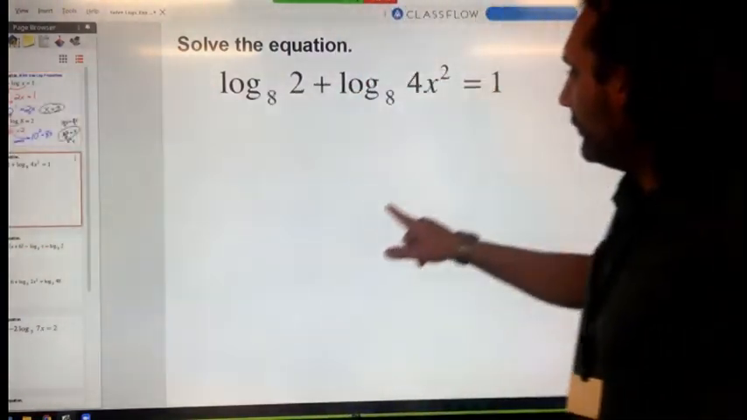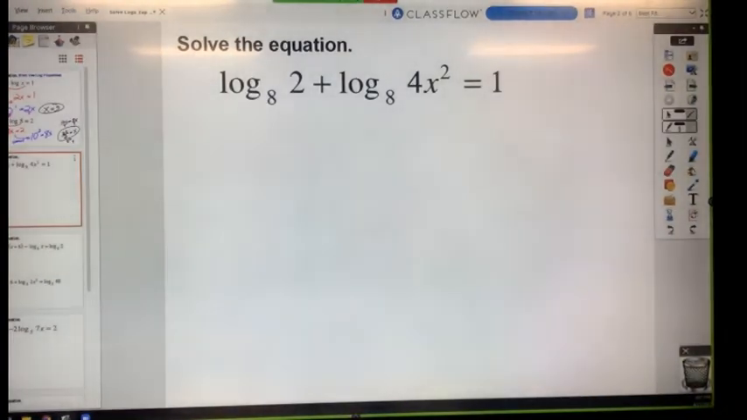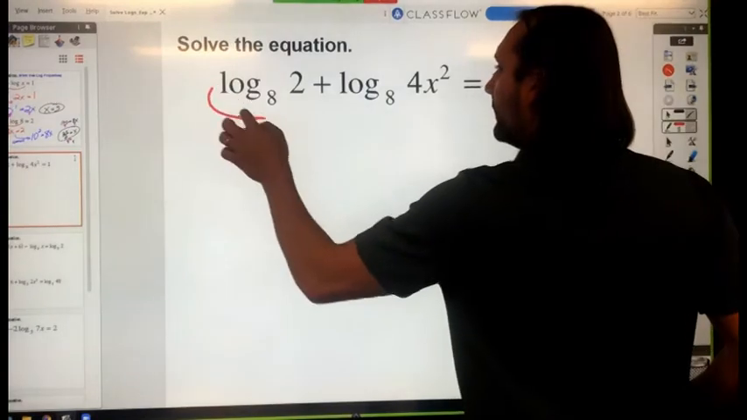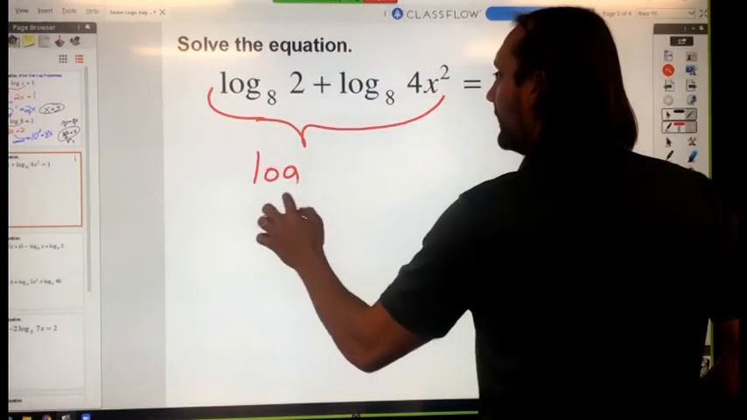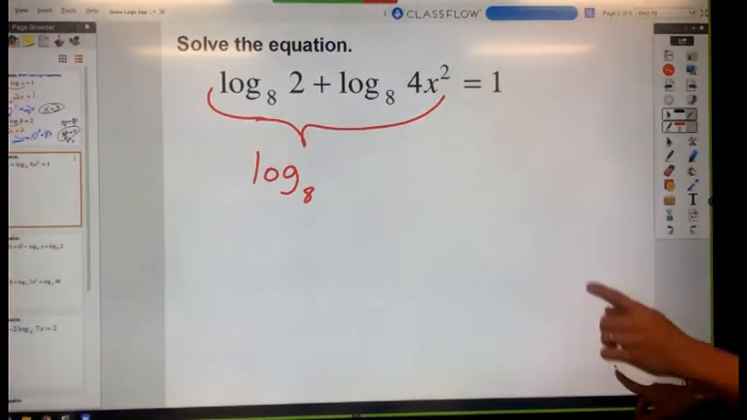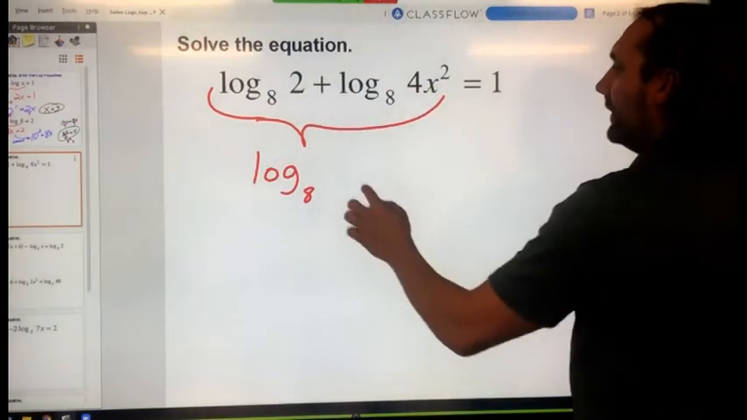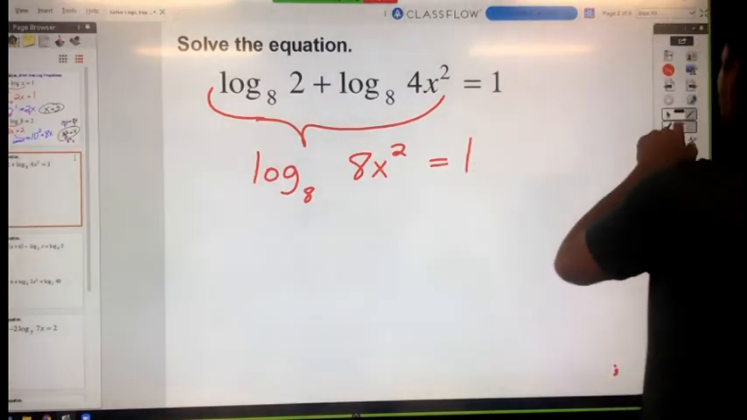Now, those were steps that turn into a linear function. Let's see what happens when it turns into a quadratic. So again, what's my first step? Equal 1. I have too many logs here to work with, so let me combine it into 1. That's going to give me log 8 of what? 2 times 4x squared. 2 times 4 is 8. 8x squared equals 1.